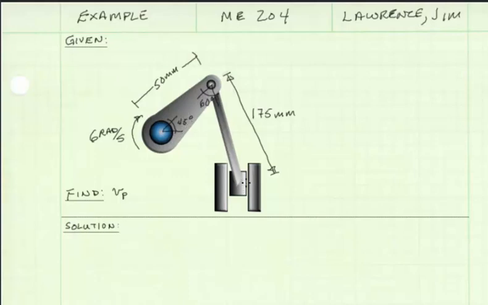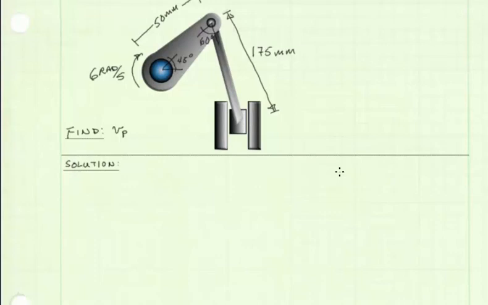The piston is confined and can only move in the y direction. We want to find the velocity of the piston. To solve this problem, let's start by drawing what we have in a sketch form.